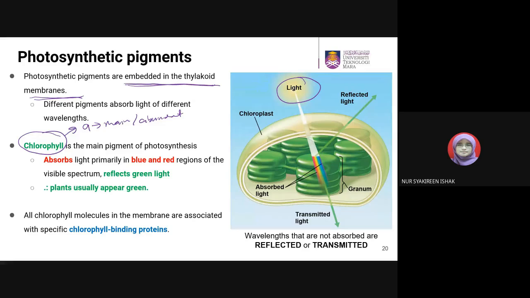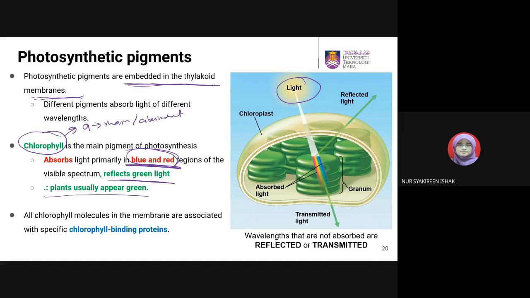Okay, so chlorophyll absorbs light primarily in the blue and red light region. Okay, blue and red light region ini awak kena ingat, of the visible spectrum, and reflects green light. So plants usually appear green.